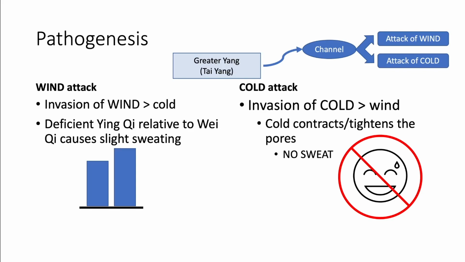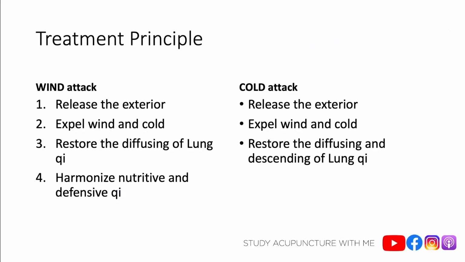So we covered the pathogenesis of these manifestations. So now we should go over how we treat them. We treat them through treatment principles. So we have wind attack on the left, and then we have cold attack on the right. So in wind attack, we have release the exterior, expel wind and cold, restore the diffusing of lung qi.